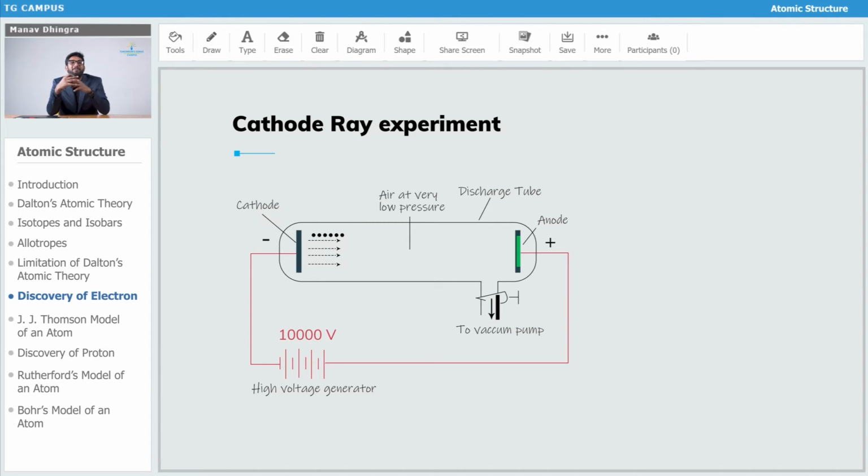these were the cathode rays. So we observed that the cathode rays were moving from the cathode to the anode, and that is why we call them cathode rays, because they were traveling from the cathode to the anode like this. So this was the very simple experimental setup.